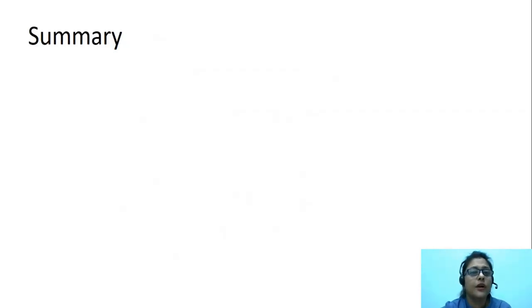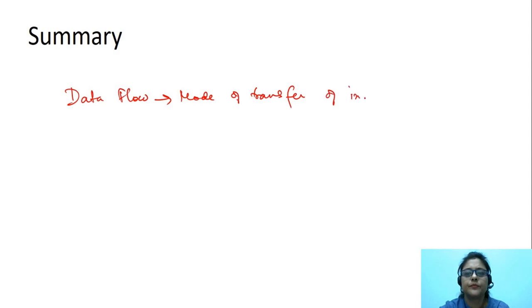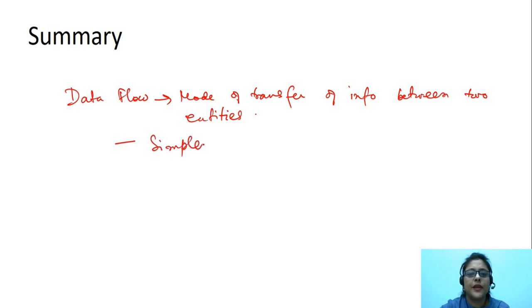In this video, we have learned about data flow. Data flow means the mode of transfer of information between two entities. Now we have seen there are different types of data flow. We have looked into simplex mode of communication. We have looked into half duplex mode of communication. And lastly, we have looked into full duplex mode of communication.